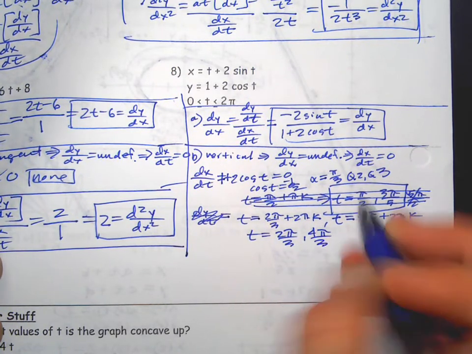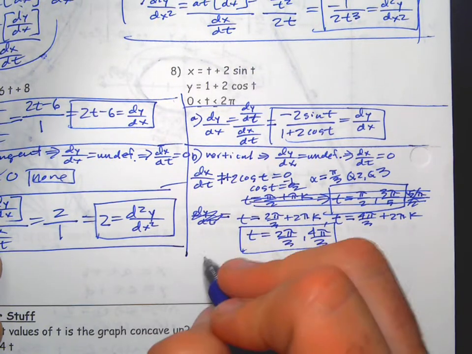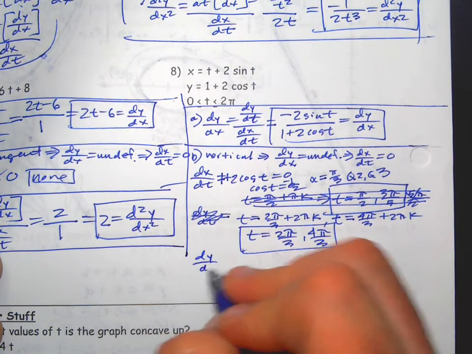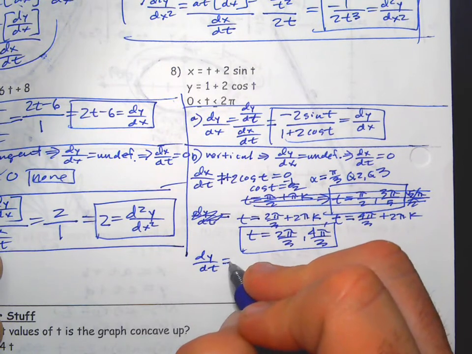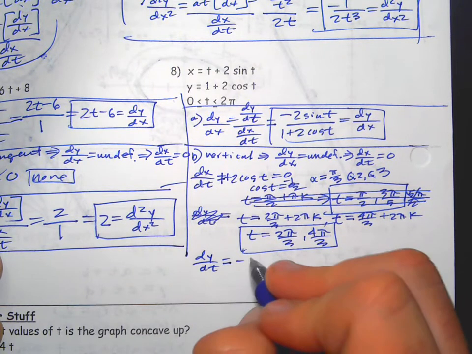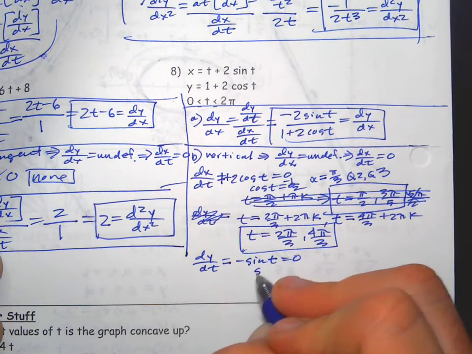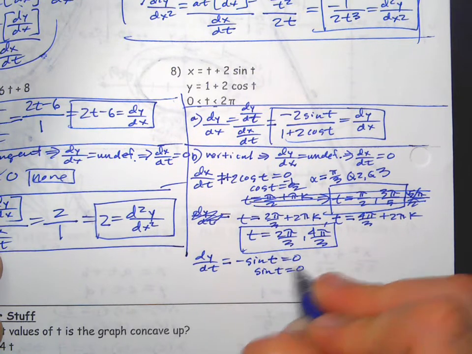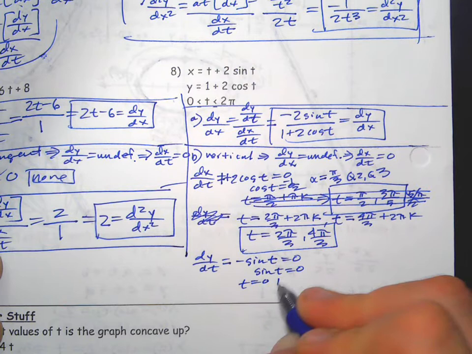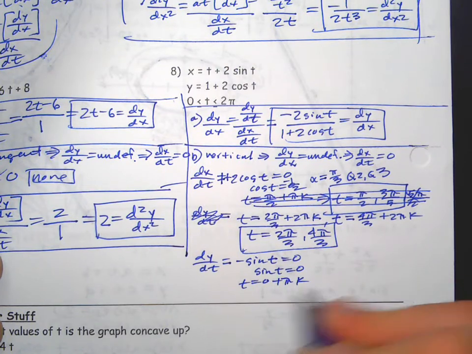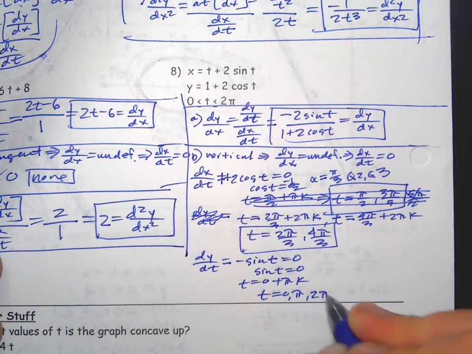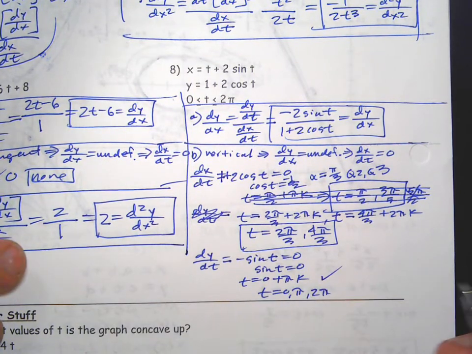Now, like I said, I want to check and make sure that dy/dt doesn't equal 0 at those places. If it does, I've got to do extra work. So dy/dt equals negative sine t equal to 0. That's going to happen when sine t is equal to 0, which is at 0 plus pi k, so at 0, pi and 2 pi. None of these points are the same as those, so that's good.